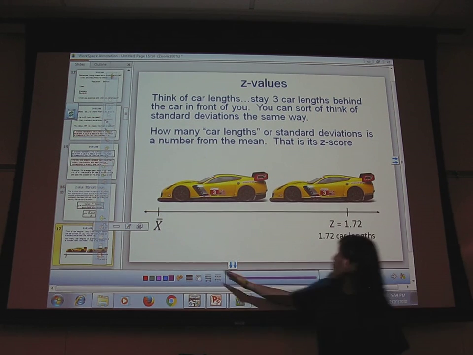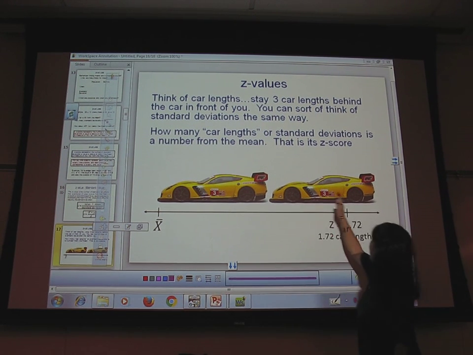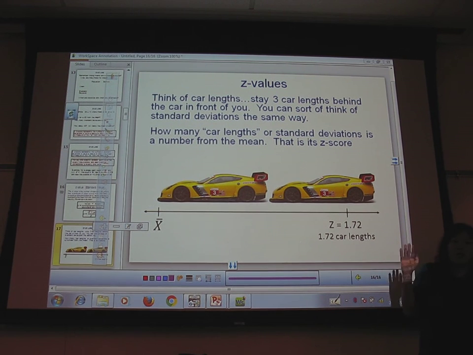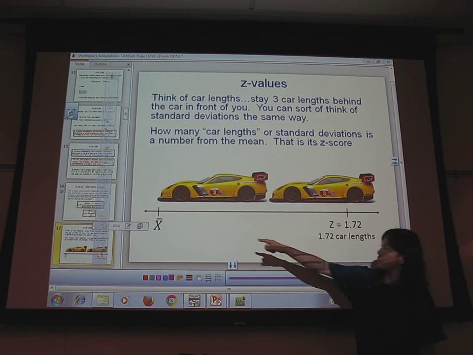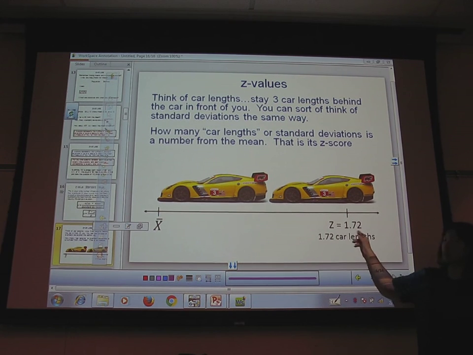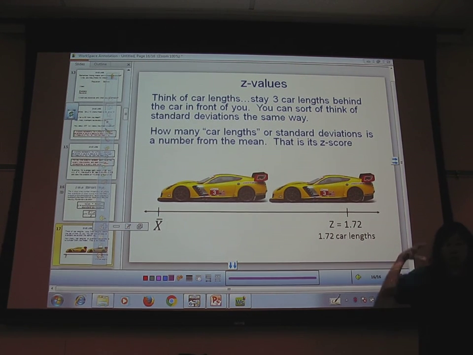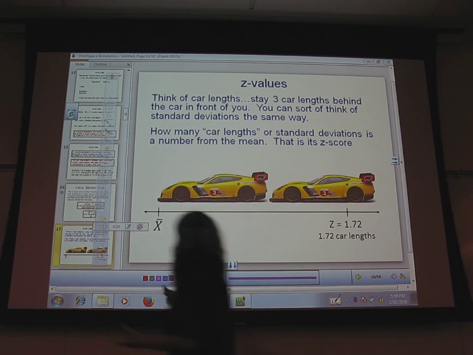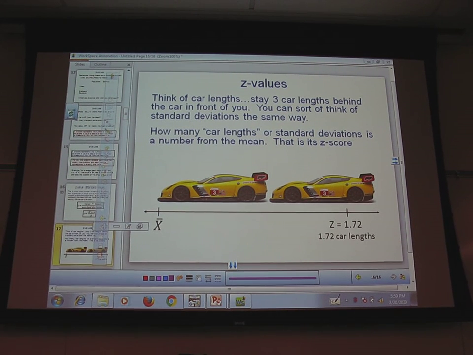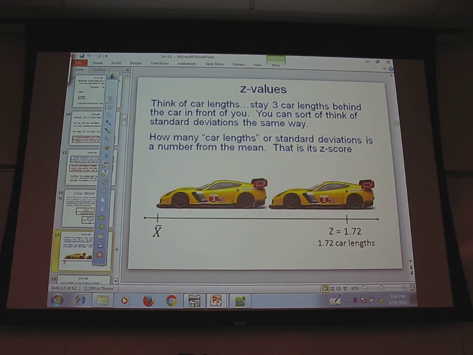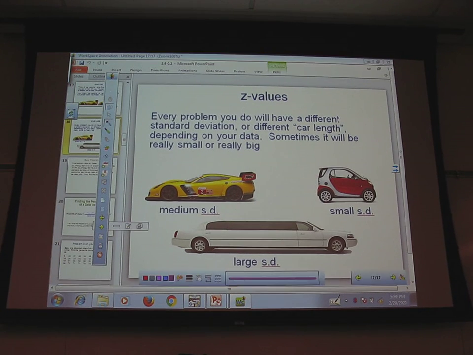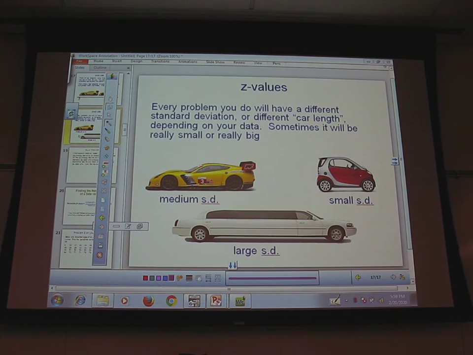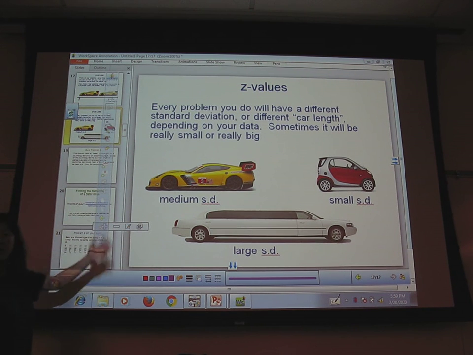So here, there's my mean. I'm roughly 1.72 car lengths, 1.72 standard deviations away from the mean. So my z-score would be 1.72. It might help you get a better mental picture of it because people have trouble relating to it very well. And it's also nice because every problem has a different standard deviation, or different car length. Some are really big, some are really small, some are kind of average. It depends upon the problem, where your data is really spread out or all squished together.